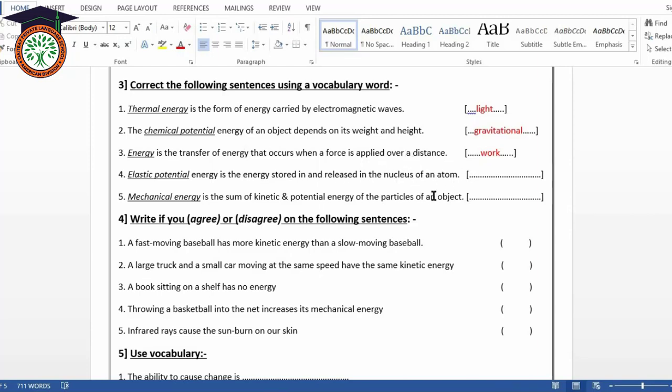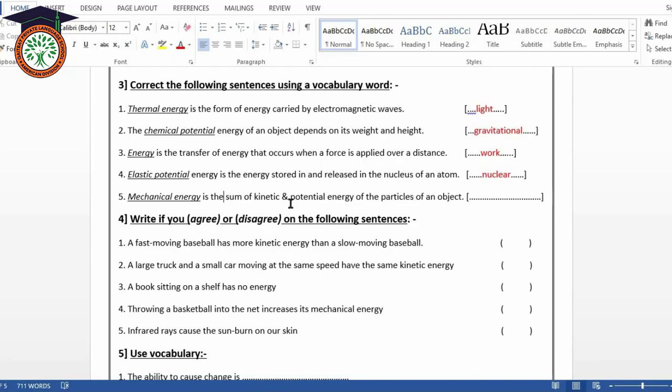Okay. 4. Elastic potential energy is the energy stored in and released in the nucleus of the atom. We said before, when we mentioned the nucleus of the atom, which kind of energy am I talking about? Nuclear energy, yes, right. The nuclear energy, excellent.